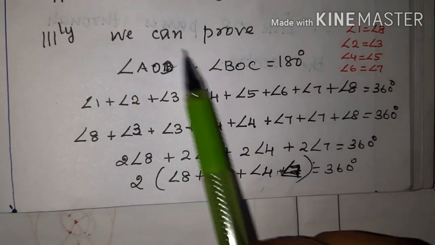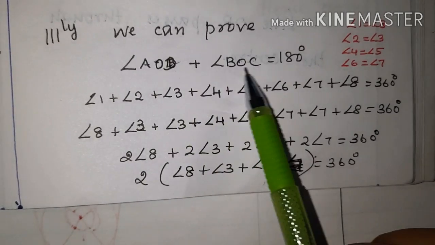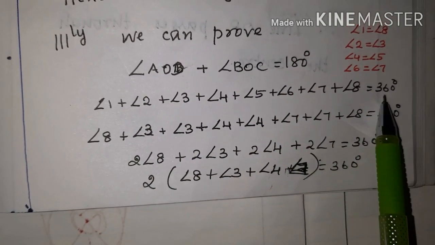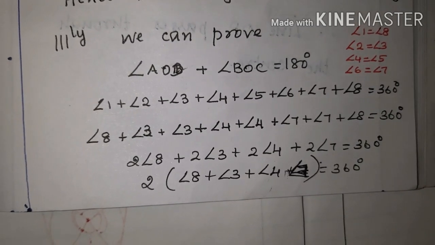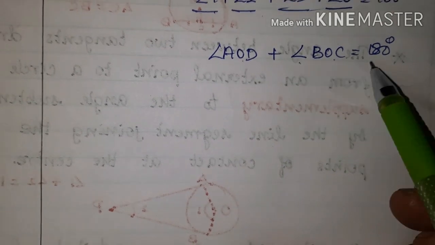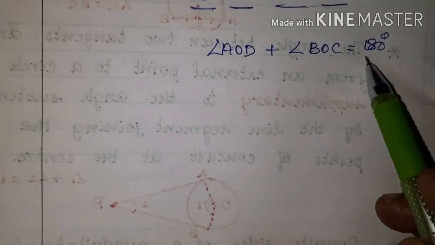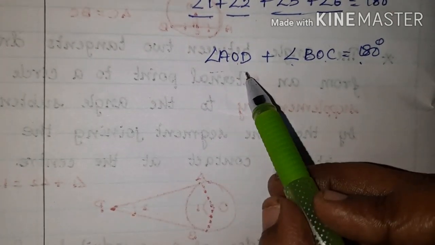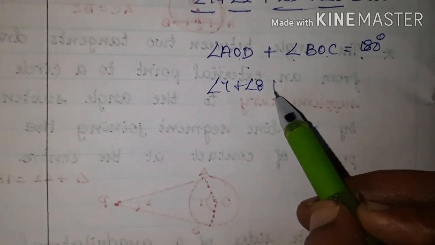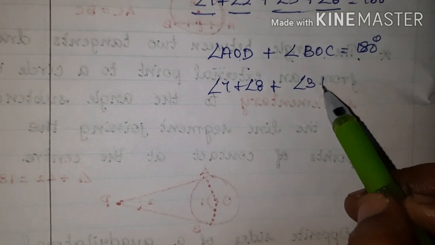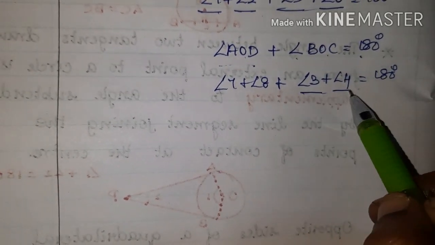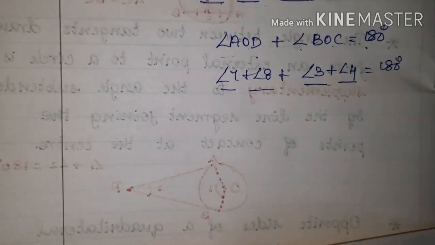Now similarly we can prove that angle AOD plus angle BOC is equal to 180 degrees. So you know the complete angle is equal to 360 degrees. So for angle AOD, what is that angle you have? That is angle AOD plus angle BOC is equal to 180, you need to prove. So angle AOD, what is that angle you get? That is angle 7 plus angle 8, and for BOC you get angle 3 plus angle 4. So it is equal to 180 degrees.